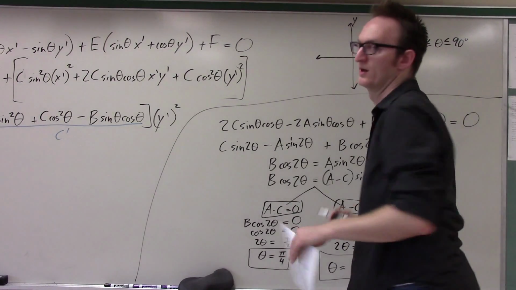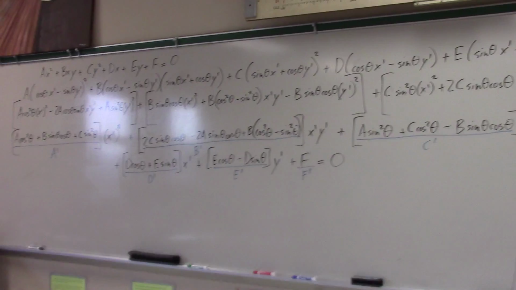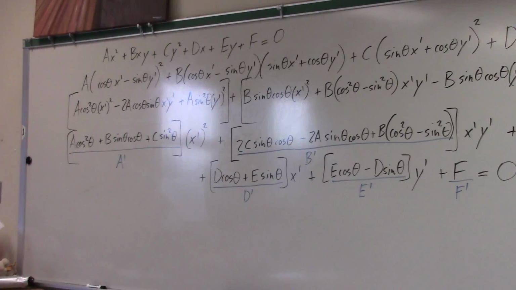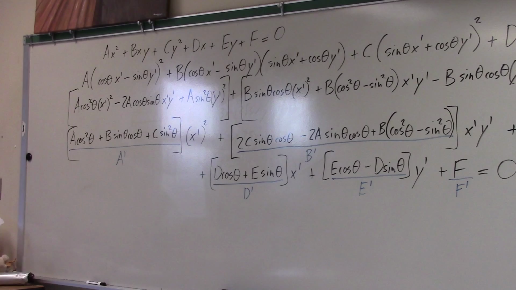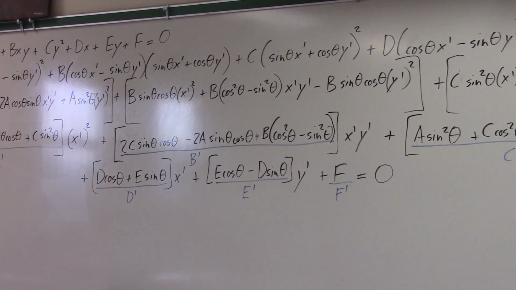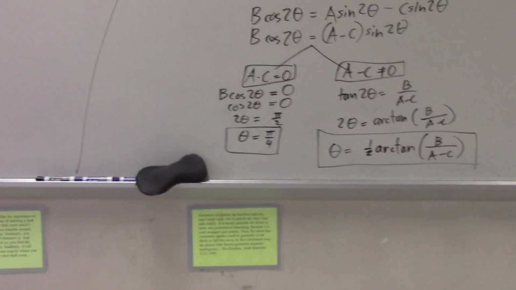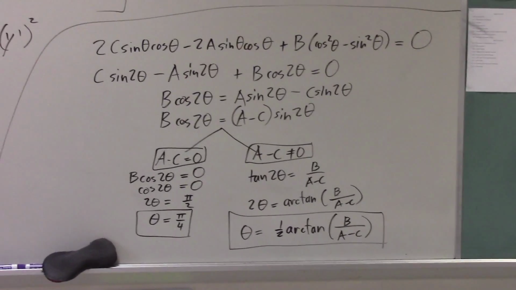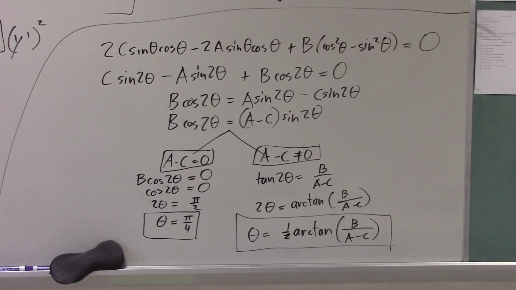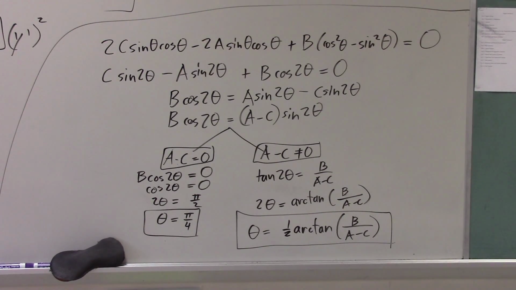In other words, given any giant terrible equation like we started with over there with a B term, by multiplying that all out and looking at what combination of A's and B's and thetas will make the x prime y prime term disappear, I've now determined that whenever theta is 1/2 arctan B over A minus C, then the coefficient B prime will be 0.